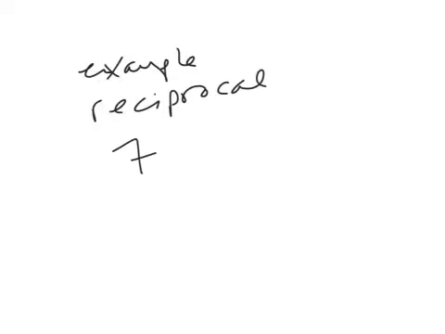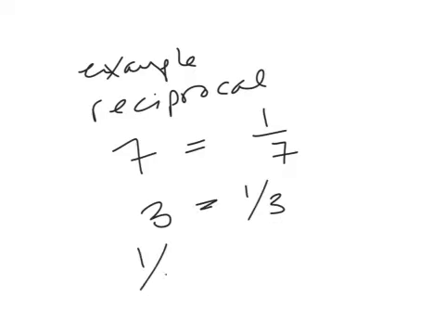First of all, anytime you multiply a fraction by its reciprocal, you're going to get 1. The reciprocal is the opposite of a number. For example, the word is reciprocal. The reciprocal of 7 is 1 over 7. The reciprocal of 3 is 1 over 3. The reciprocal of 1/24 is 24. So the reciprocal is just the flipped opposite.